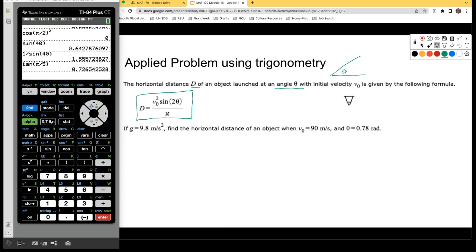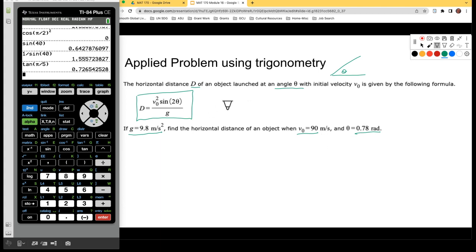With an initial velocity of v0, which is velocity, speed and direction. Okay. We have the following formula. They give us these values. They give us g, which is actually a gravitational constant. V naught is going to be the speed, and it's in meters per second. And here's our angle measure.